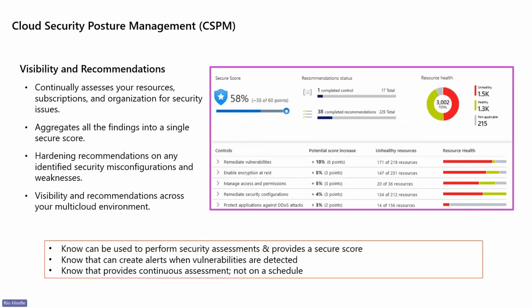Like I said, CSPM, pretty much a central feature in Defender for Cloud is Secure Score, right? And that provides visibility into your security posture across your cloud assets. It continually assesses your cloud environment for security issues. It then aggregates all the findings into a single score so that you can tell at a glance your current security situation, and indicatively, the higher the score, the lower the identified risk level.